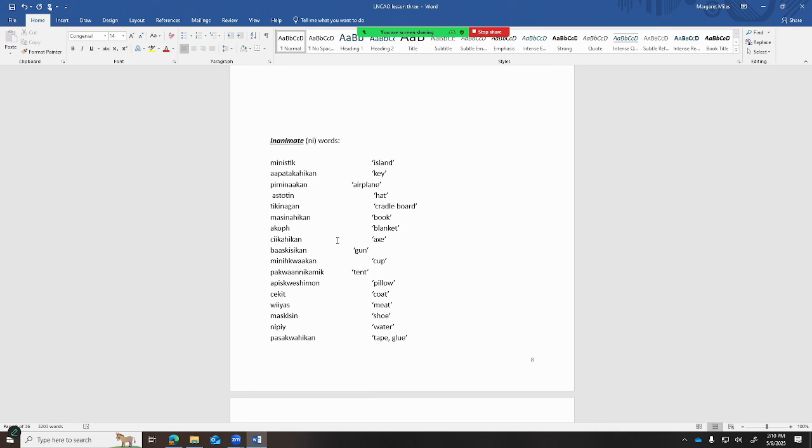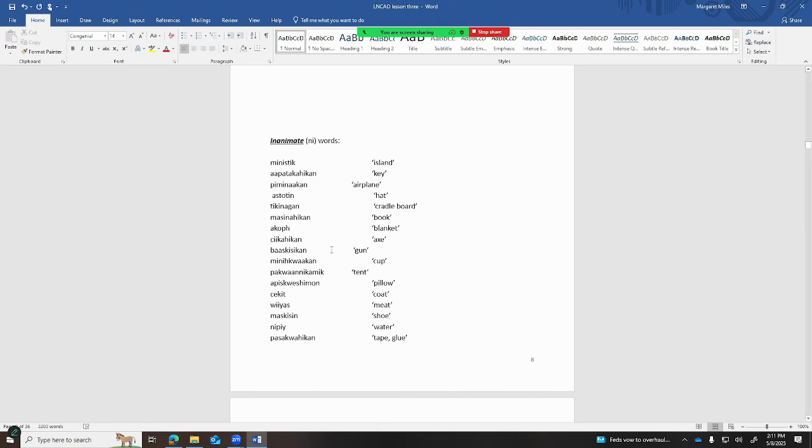Jagged, coat. Wias, meat. Muskison, shoe. Nippy, water. Basagahigan, tape or glue. Nanawan, breath or breathing. Tibachamoan, story or news. Mystigo Askahigan, log cabin. So those were examples of animate and inanimate words.